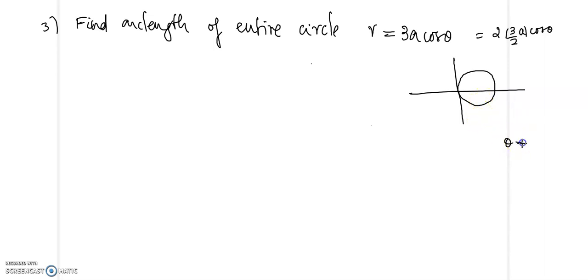Now when you have theta equal to 0, 3a by 2 is the radius. So this distance will be our diameter. So when theta is equal to 0, you will get the r value to be 3a, and when theta equal to pi by 2, our r value becomes 0. So the graph goes like this. At this point, this represents the point theta equal to pi by 2.